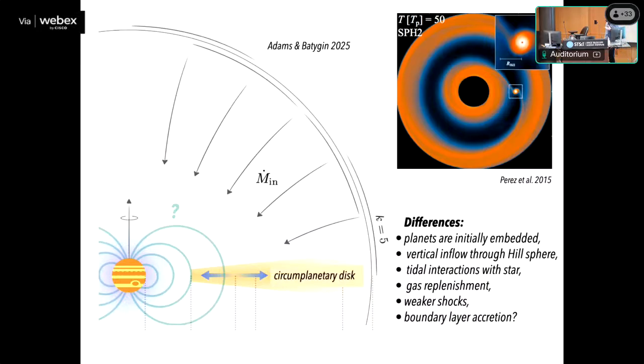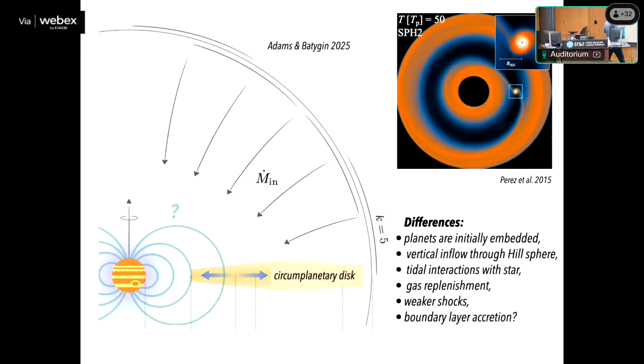And because of this, they form in an embedded phase. And so the expectation is that there will be vertical inflow, not just inflow through the equatorial disk. Tidal interactions with the host star will limit the size of a circumplanetary disk, typically to about 1/3 of a Hill radius. Gas replenishment will occur for protoplanetary disks, but not for circumplanetary disks. And in general, everything is scaled down. So we expect weaker shocks and perhaps no magnetic field or a weak magnetic field. This is basically unconstrained observationally.